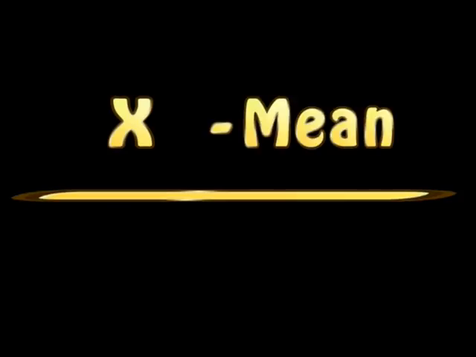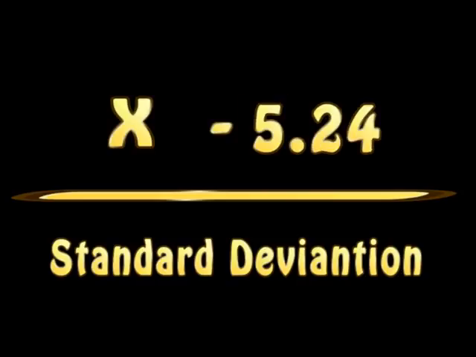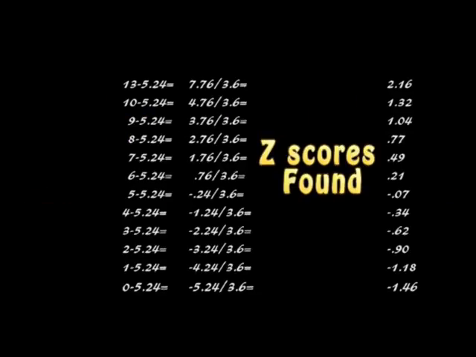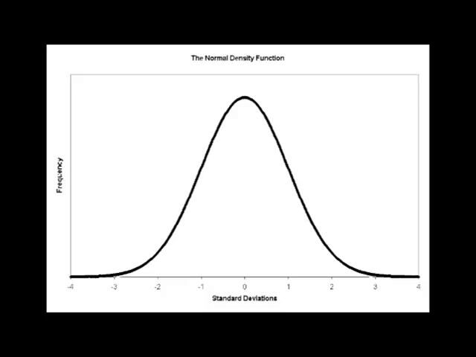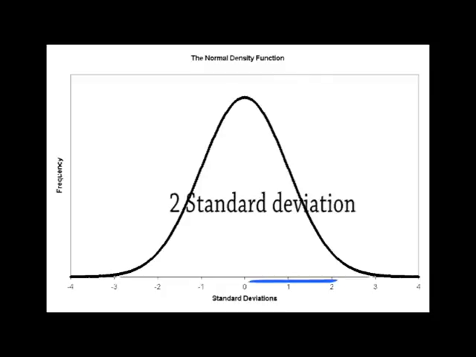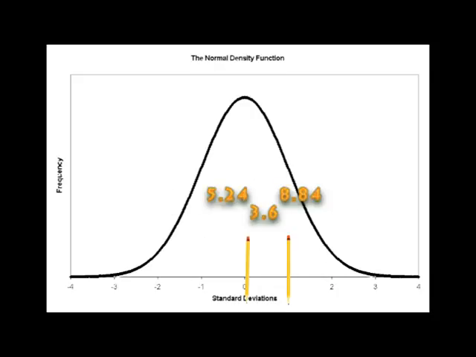Finally, we are going to find our z-score. The z-score formula is x minus mu over standard deviation. Our mean is 5.24 and our standard deviation is 3.6. Because the equation is divided by standard deviation, it can be inferred that the points on the graph are in relation to standard deviation. One standard deviation. If our mean is 5.24 and our standard deviation is 3.6, then any number between 5.24 and 8.84 is found in the first standard deviation, between 0 and 1.